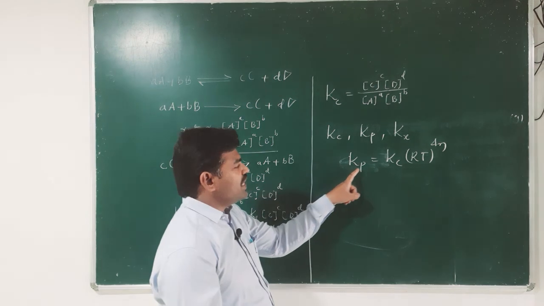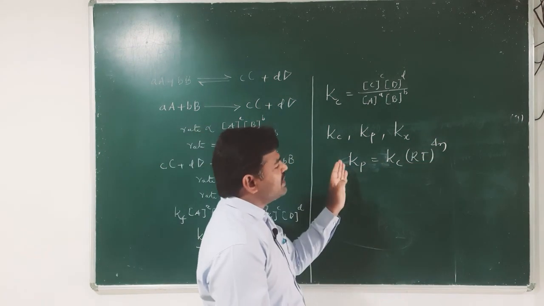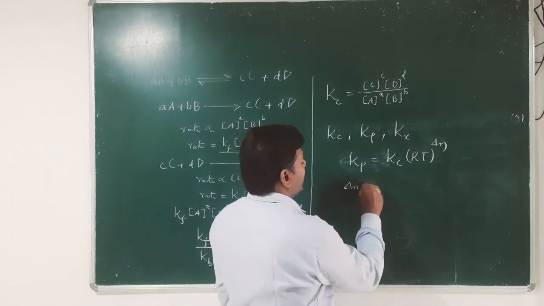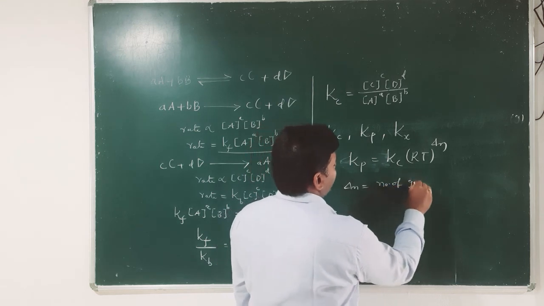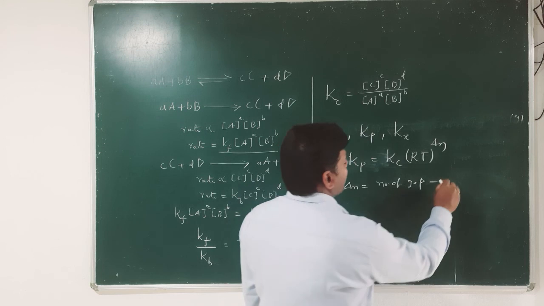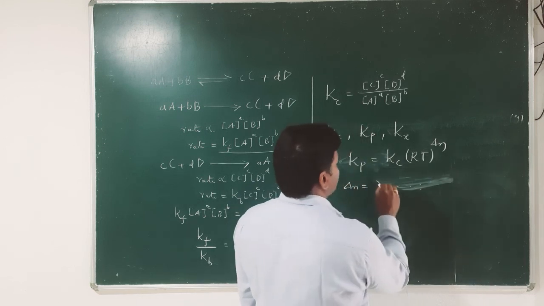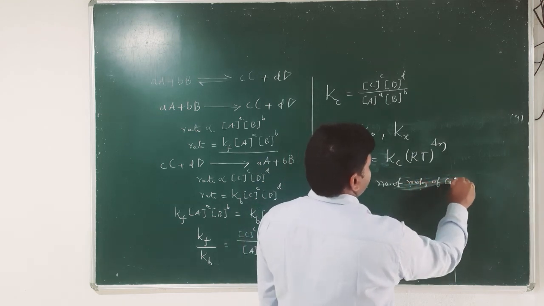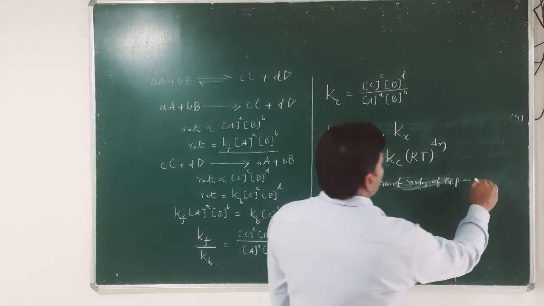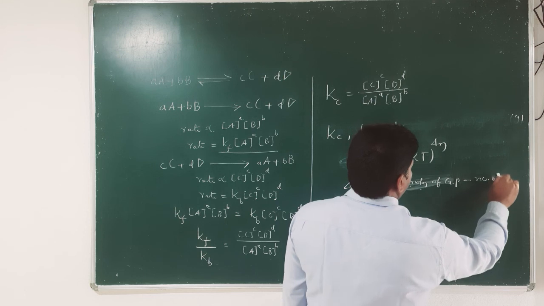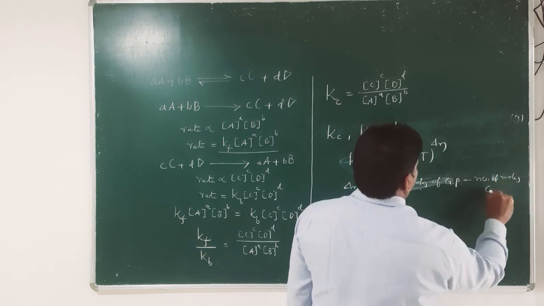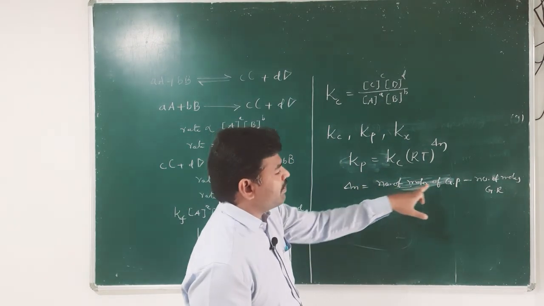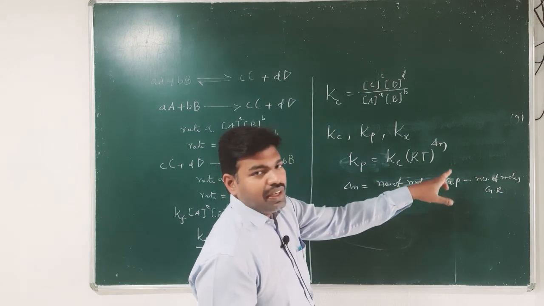Okay. So, Kp is equal to Kc into (RT) power delta n. This is the relation between Kp and Kc, where delta n is the number of moles of gaseous products minus the number of moles of gaseous reactants. So, we can get the delta n value by subtracting the number of moles of gaseous reactants from the number of moles of gaseous products.